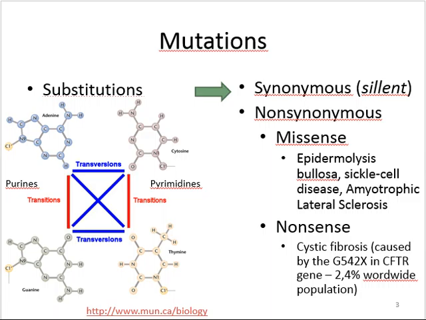The moment that a substitution occurs between the groups, purine to pyrimidine or pyrimidine to purine, then you call it transversion. Either if it is an adenine for a thymine or a thymine for an adenine, or an adenine to a cytosine or vice versa.